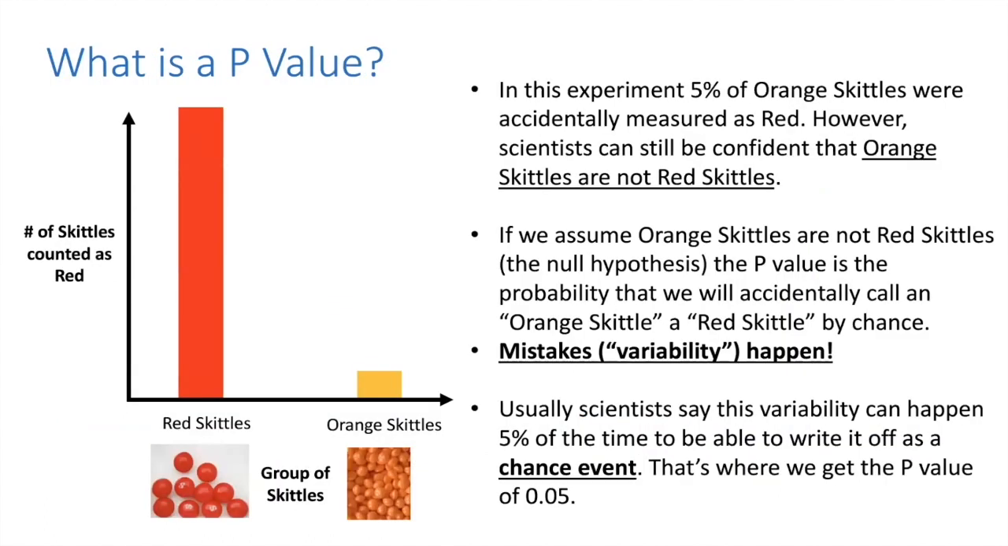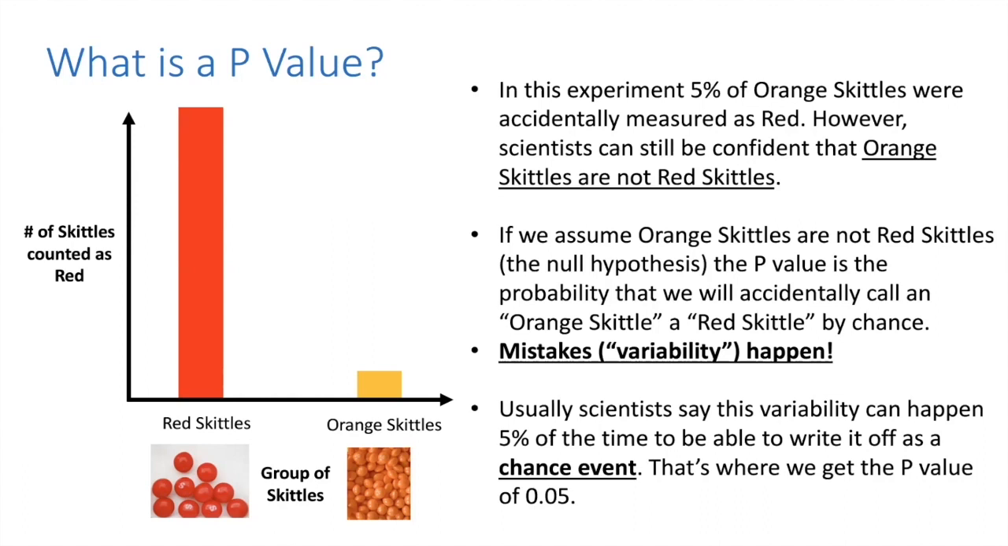What is this p-value that indicates statistical significance? Even the best experiments have variability in their results. In the experiment on the left-hand side, we are measuring the number of Skittles that are counted as red. In this experiment, 5% of orange Skittles were accidentally measured as red. However, scientists can still be confident that orange Skittles are not red Skittles.